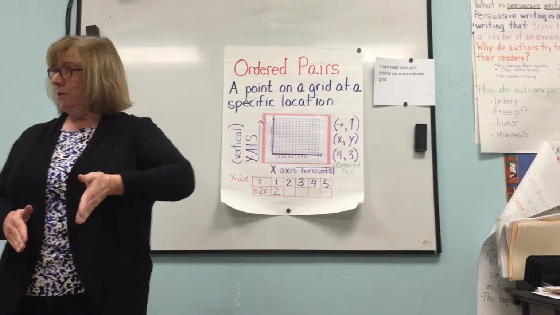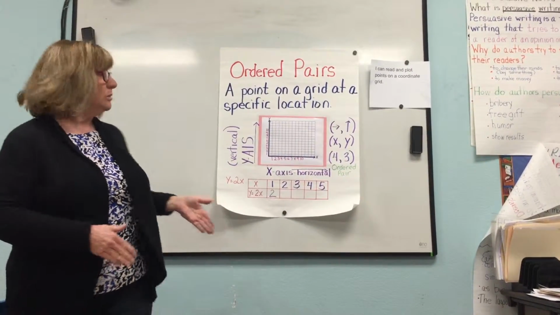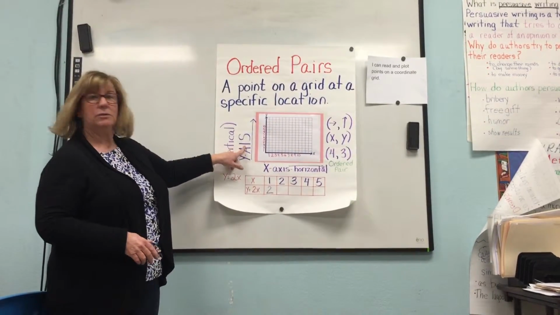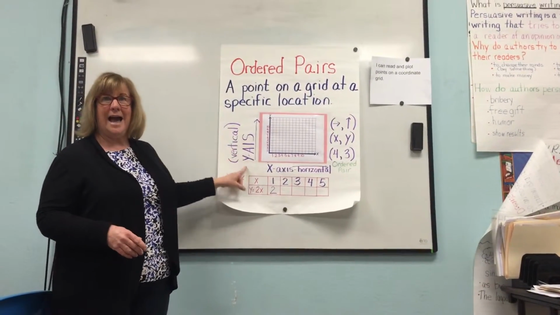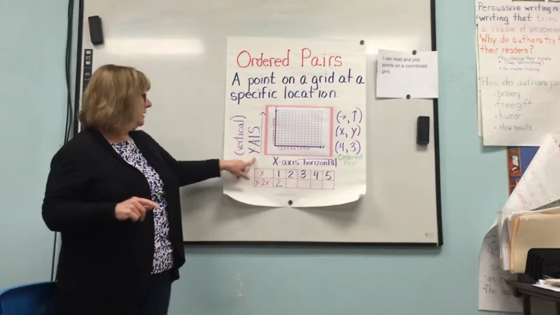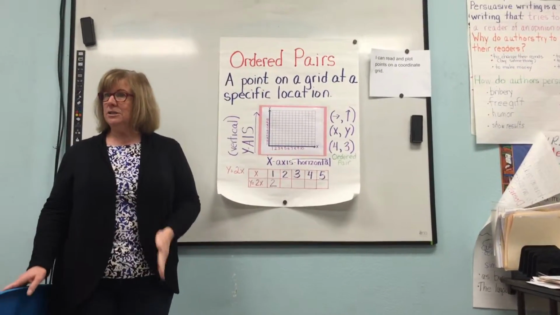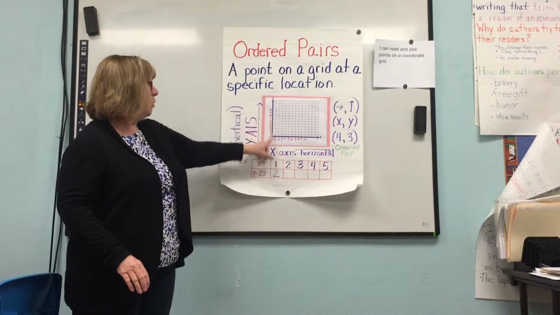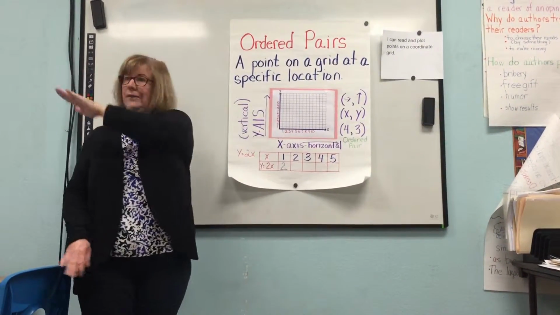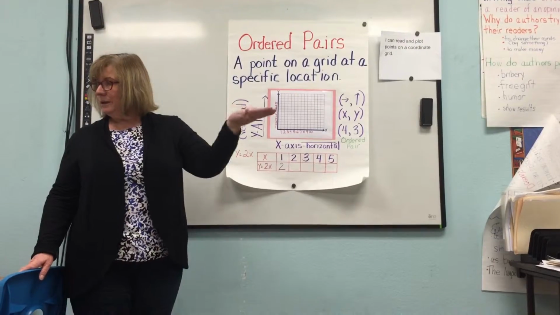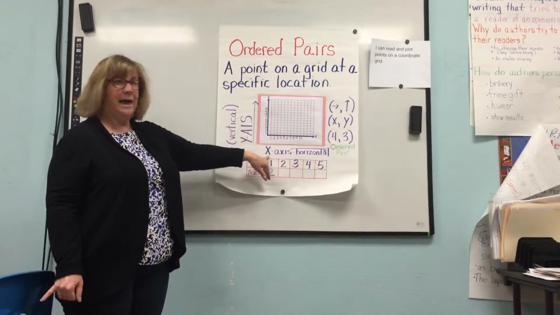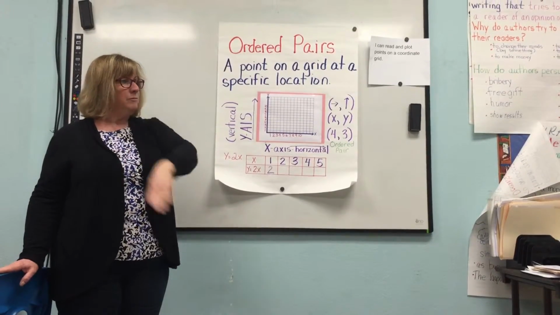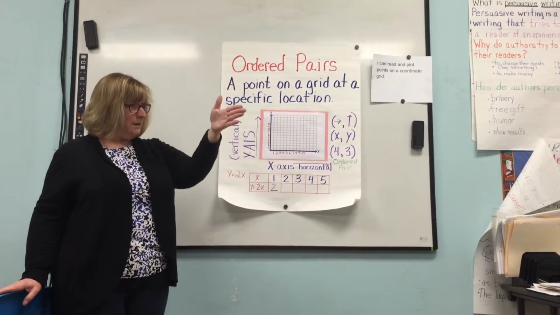This is called vertical, right? And that's what's called your y-axis. I spelled it wrong. So everybody say y-axis. Y-axis. And the y-axis goes up and down, vertical. This is the y. The one that goes horizontal is called the x-axis. So x goes this way, y goes this way.